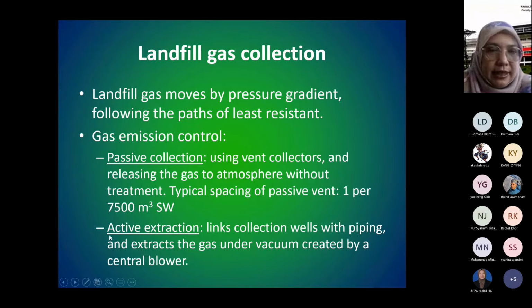Okay, the other type is active extraction, which links collection wells with a piping system and extracts the gas under vacuum created by a central blower.